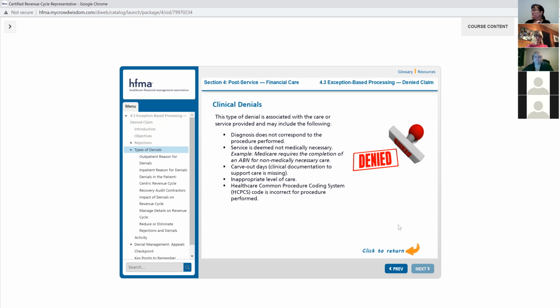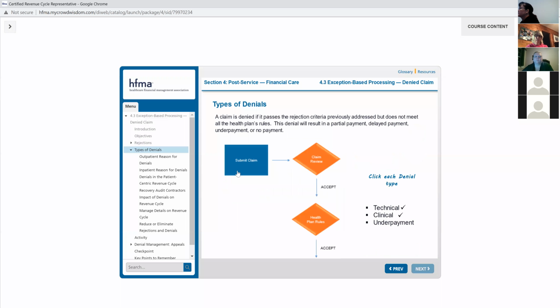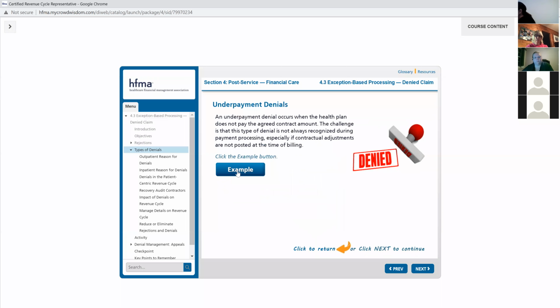And then your underpayment. This is when the health plan does not pay the agreed contract amount, and the challenge with this denial is that it's not always recognized during payment processing, especially if contractual adjustments are not posted at the time of billing. And then here's your example. The health plan pays based only on a fee schedule amount when the provider's contract includes a percentage of charge rate for the particular revenue code billed.